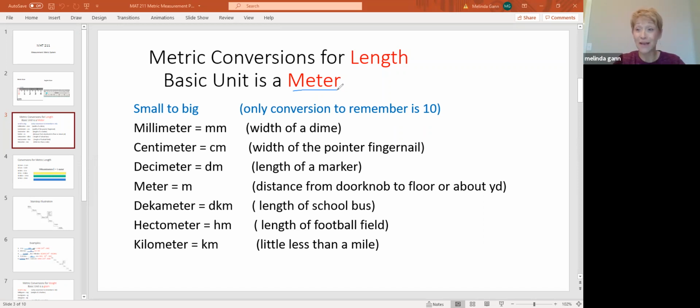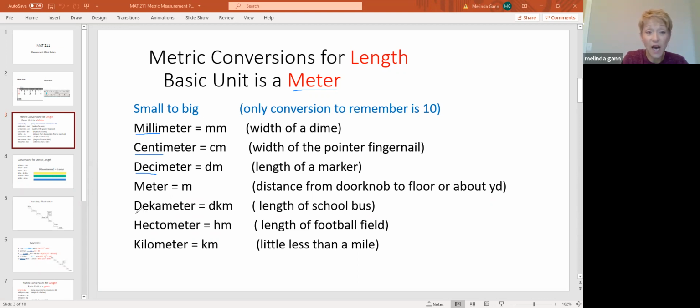Now, what you get to memorize are these prefixes. I've got these prefixes in order from small to big. Notice when you're doing length, do you see how they all end with meter? That's how I know I'm doing length. Look at these prefixes. Milli is the smallest. Centi is the next biggest. Deci, that's a decimeter. Then a meter.